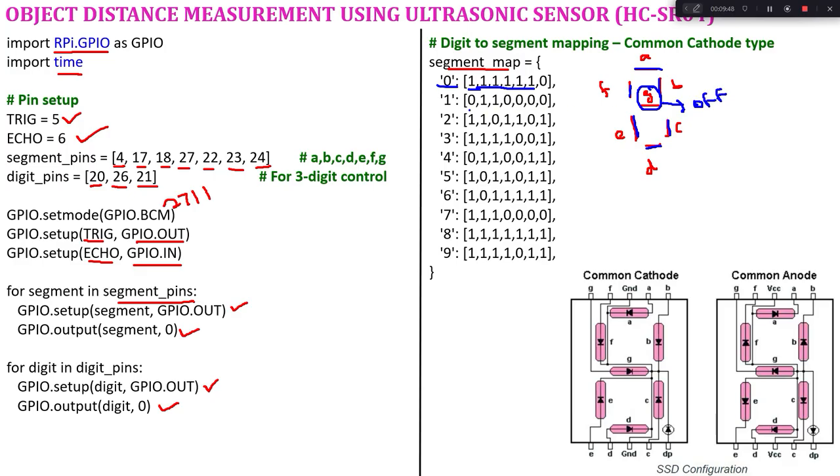Similarly, for each digit, we select the segments. For example, for 1, I require only this B and C. So those two segments alone are active, all the other segments are not active. Similarly, we provide a map for the segment pins for each digit. In our application, we are going to use a common cathode type of segment.